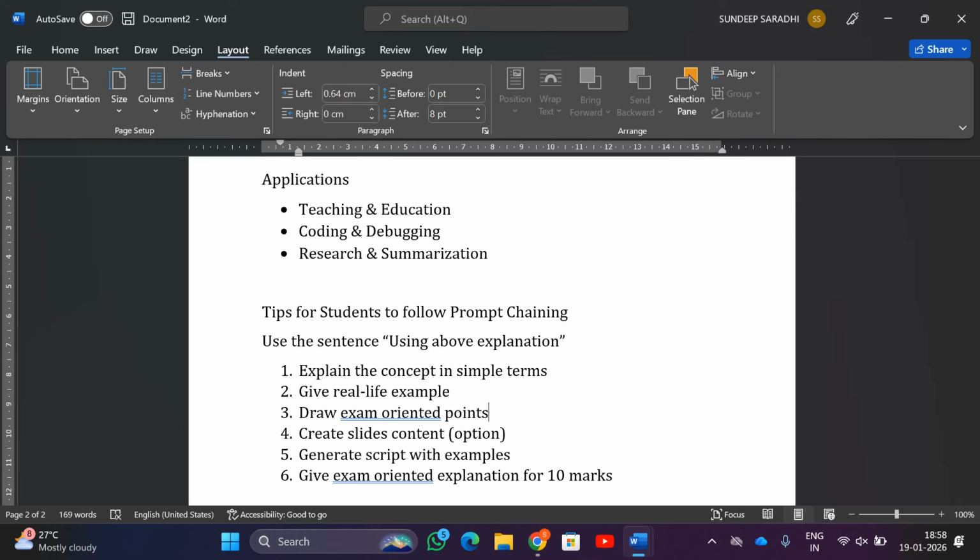So hope you understood the usage of prompt chaining. So instead of giving large instruction, we are dividing that into sequential prompts, right?